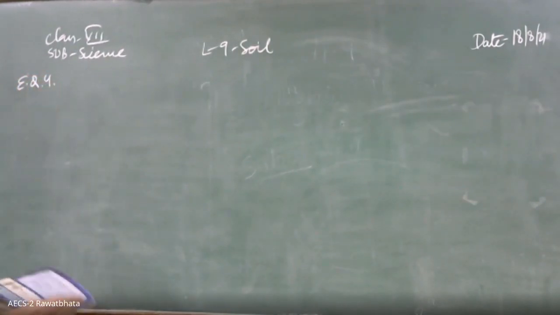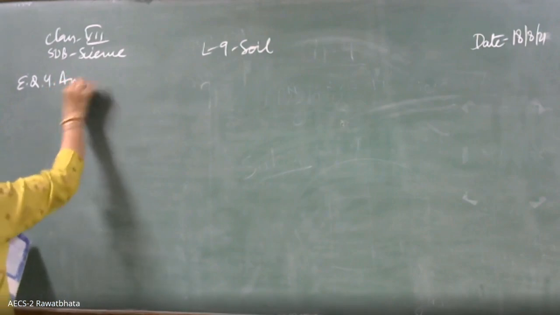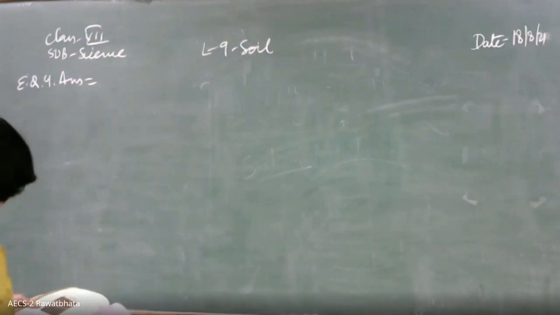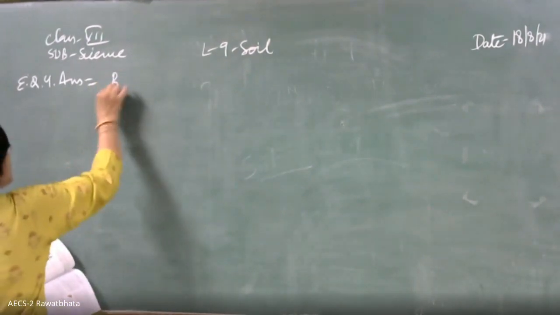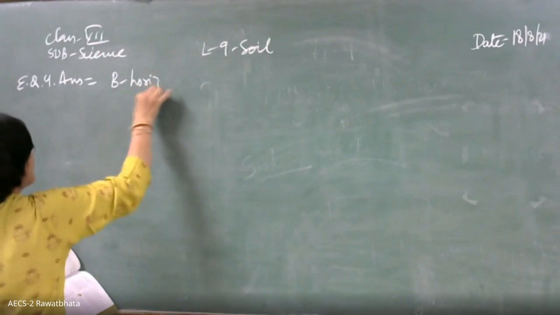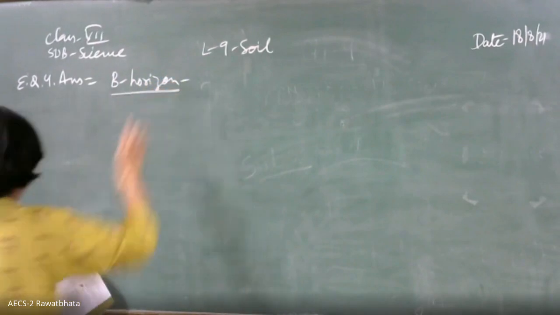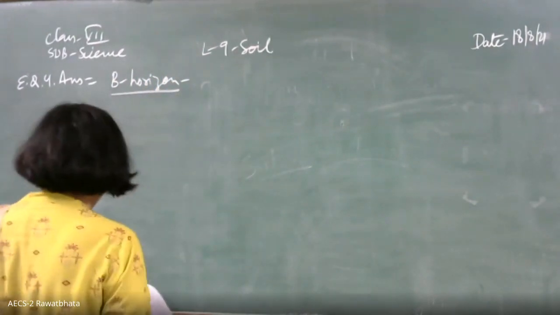And up to some part we have written and we were left with the remaining part. Up to A horizon we have completed. Now we need to write for B horizon and C and the bedrock.